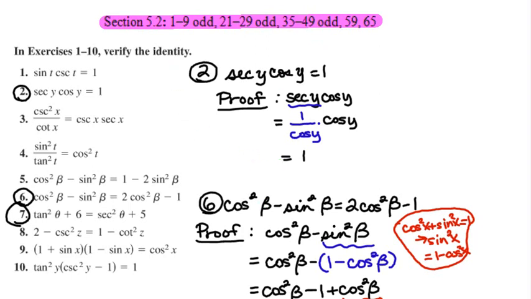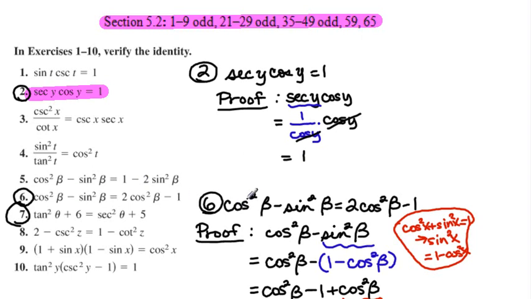So let's begin with number 2. It is secant y times cosecant y is equal to 1. Well, to work with that identity, we want to start with the more difficult side and work until we can get the right side. So what do we know? We know that secant y is the same as 1 over cosine y. So 1 over cosine y times cosine y is simply 1 because the cosine y's divide out. So our proof is done.